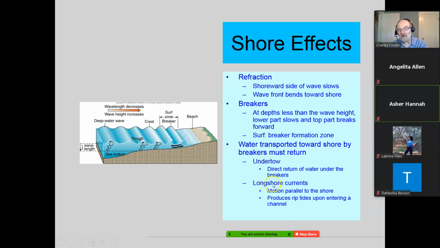Now, let's talk about the longshore currents. This is a motion. It's not an actual current like we're going to talk about a little bit later, but it is a current. It's a motion that's parallel to the shore.